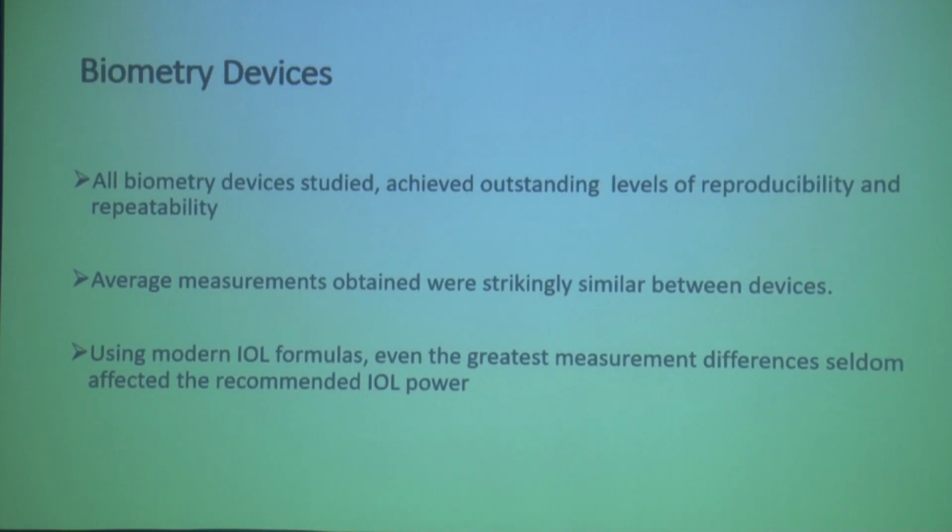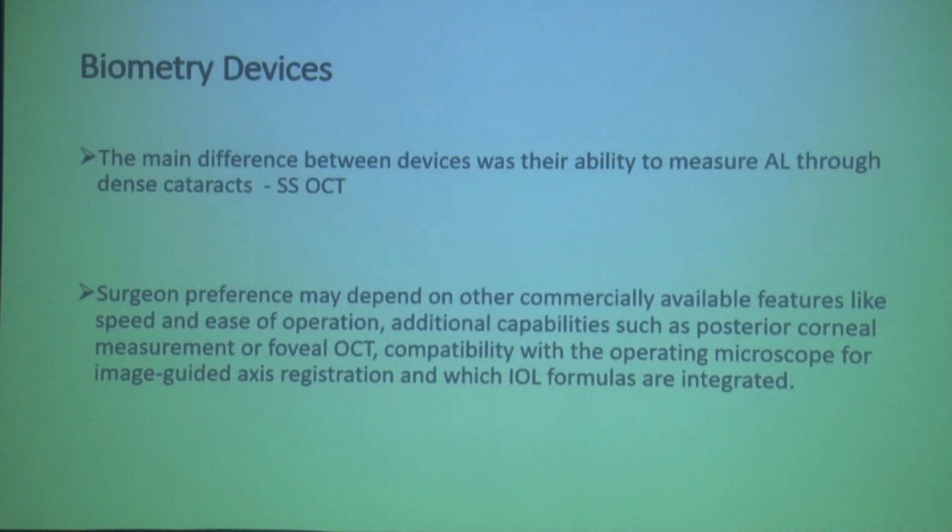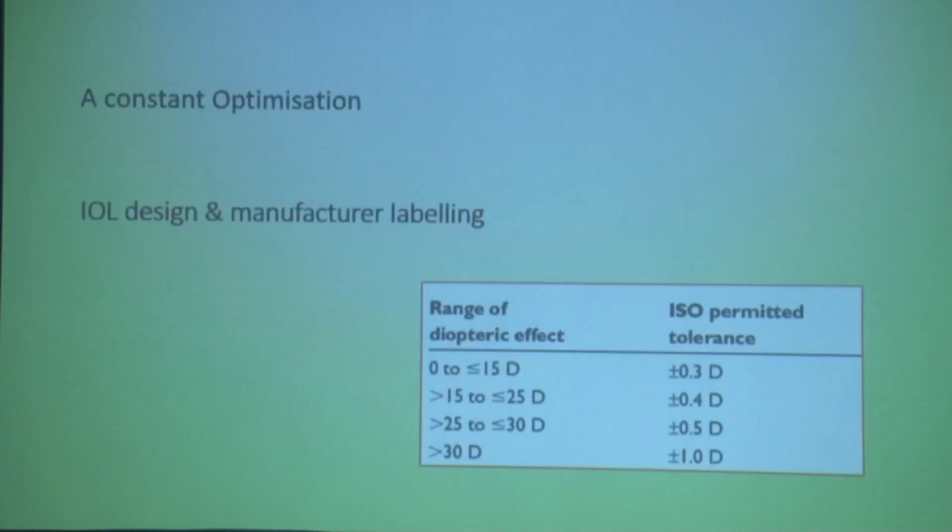Now coming to the biometry devices they reviewed. Most of the biometers achieved outstanding levels of reproducibility and repeatability in spite of the difference in their mechanism of operation. Average measurements obtained were strikingly similar between the devices, and even the greatest measurement differences did not change the IOL power that was selected initially. The main difference between them was their ability to measure the axial length through dense cataract, where SS-OCT devices definitely scored over PCI or OLCR based devices. So the surgeon's preference may depend on other commercially available features like speed and ease of operation.